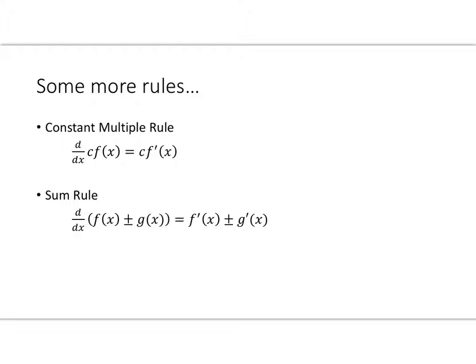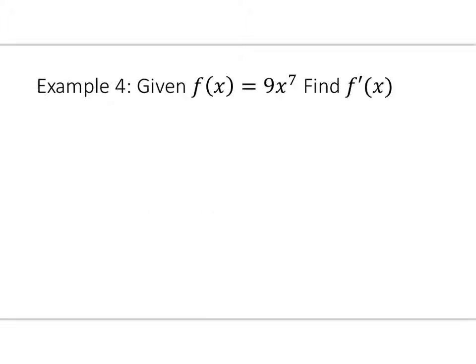Now we can add a few more rules. So we can do a constant multiple rule. So if I have a constant times a function, the derivative is equal to the constant times the derivative of the actual function. We'll look at those in a minute. And then we also have the sum rule. If I'm taking the derivative of a sum or a difference of functions, I can take the derivative of each individual function and continue to add or subtract them.